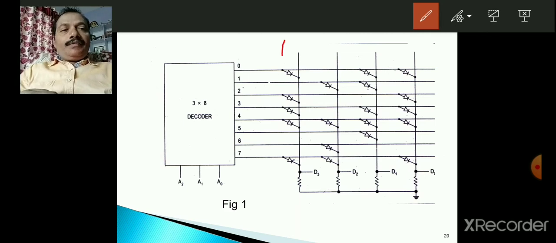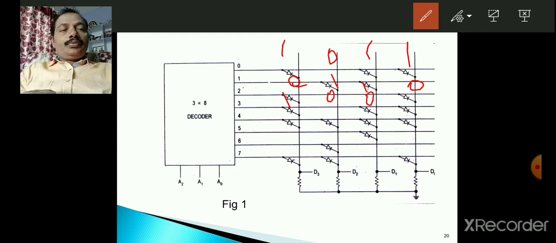Here the data he manufactured is, in the first row, 1011. In the second row it is 0110. Wherever the diode is there, it is treated as 1. And it is 1001. Next, third row 1011. Fourth row 1111. Fifth row 0010. Sixth row 0100. Seventh row 1101. Like this.